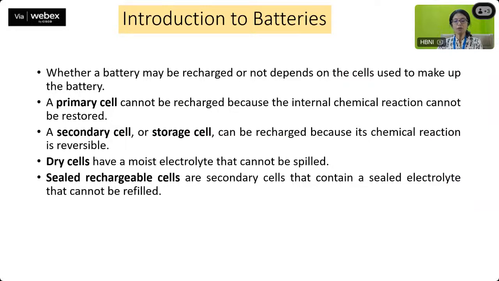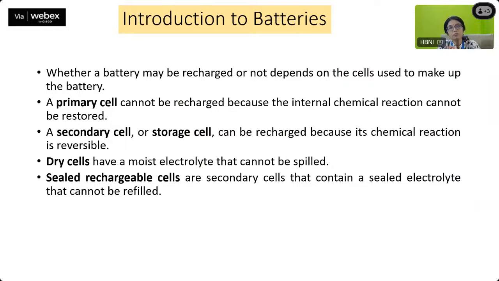Now whether a battery may be recharged or not depends on the cells used to make up the battery. A primary cell, please remember, cannot be recharged because the internal chemical reaction cannot be restored. The reaction goes to completion, and you cannot reverse that reaction. A secondary cell or a storage cell can be recharged because its chemical reaction is reversible.